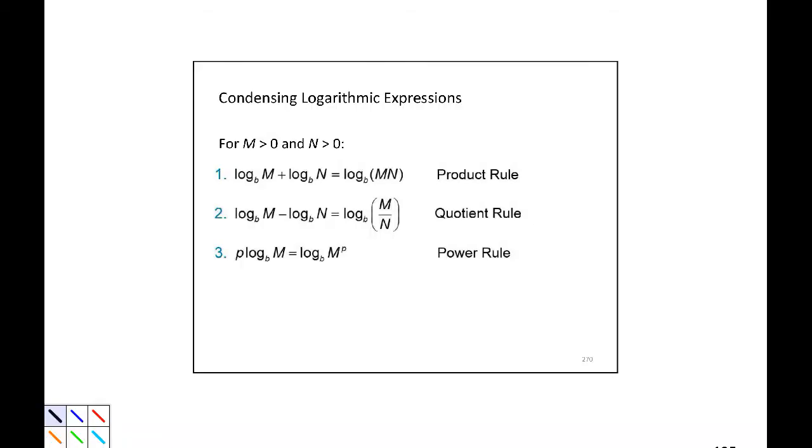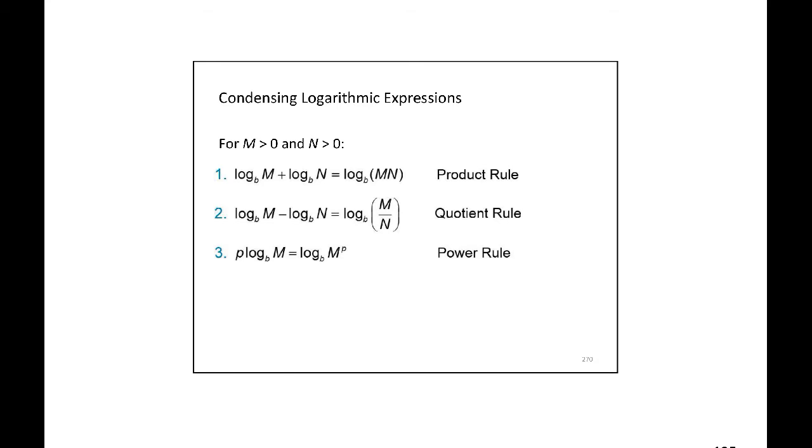To condense logarithmic expressions, we can use the product, quotient, and power rule in reverse. While we typically view them as expanding, we can view these as condensing. So for m greater than 0 and n greater than 0, log base b of m plus log base b of n is equal to log base b of the quantity m multiplied by n. For our quotient rule, we have log base b of m minus log base b of n is equal to log base b of m divided by n as a quantity.